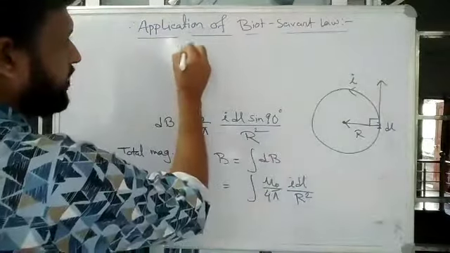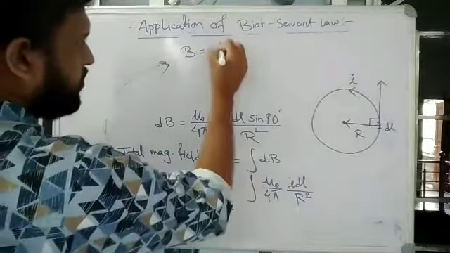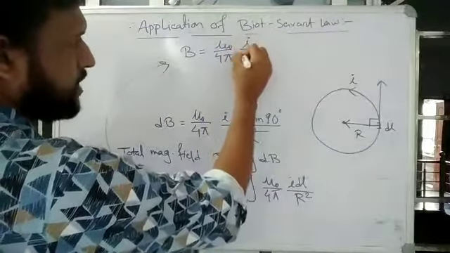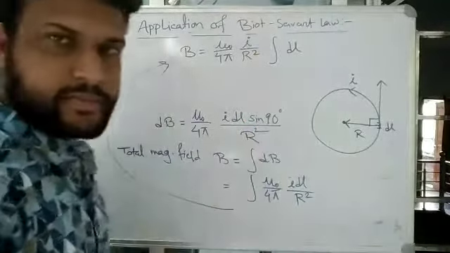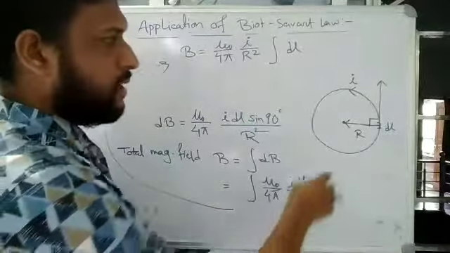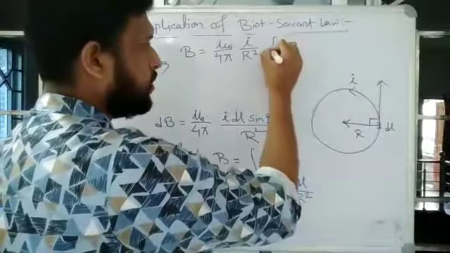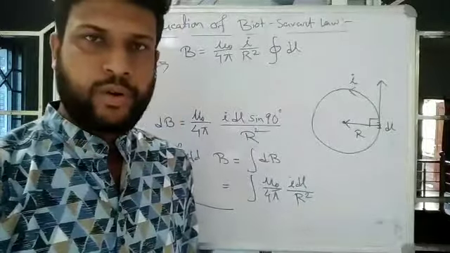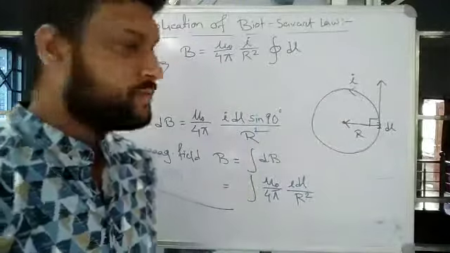So your B will be, after this, mu0 by 4 pi, I is constant, r square is also constant, integration of dl. Right? And now this is a closed loop, the loop is closed, so you can use this symbol, closed integration of dl. That is a closed integration sign. We have used this symbol in Gauss law also.